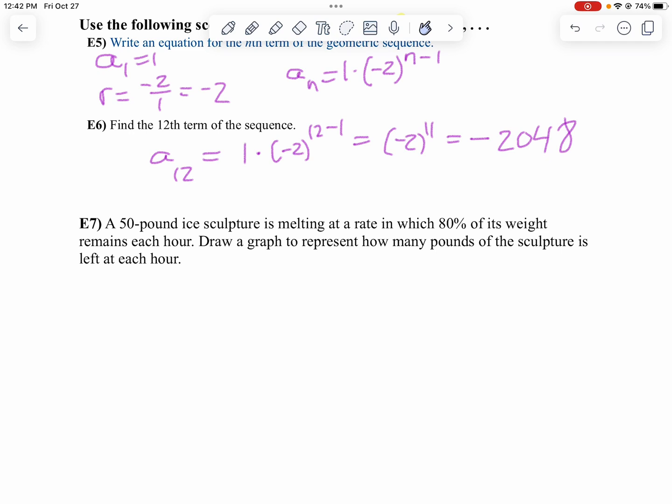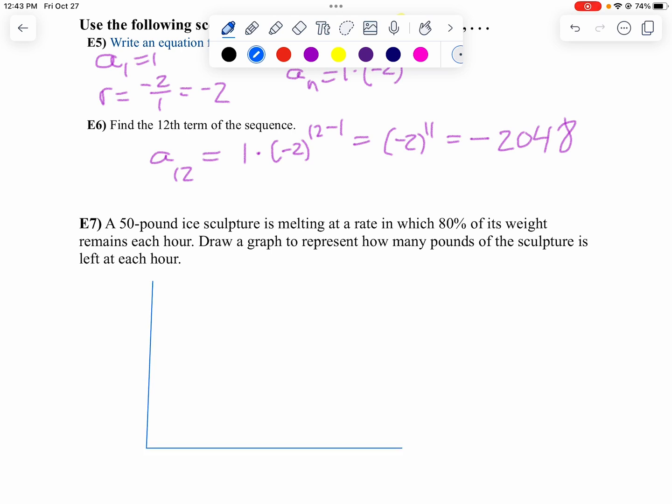Question 7. A 50-pound ice sculpture is melting at a rate which is 80% of its weight. So 80% of its weight remains each hour. Draw a graph to represent how many pounds the sculpture is left each hour. Well, I know when I make my graph here, everything's going to be positive because I can't have a negative weight. And I'm going to start up here at 50.